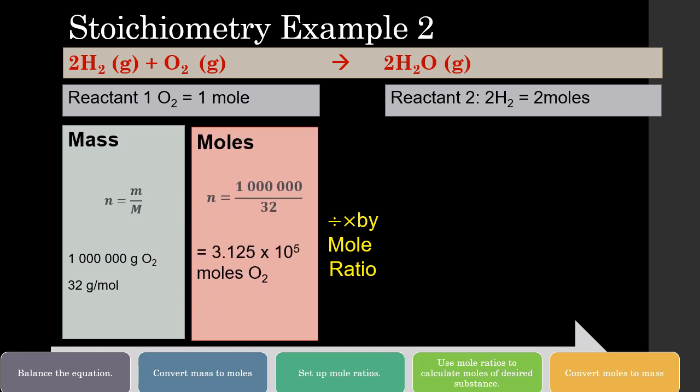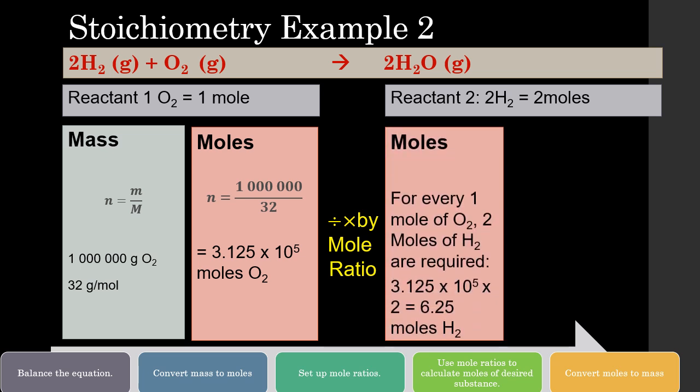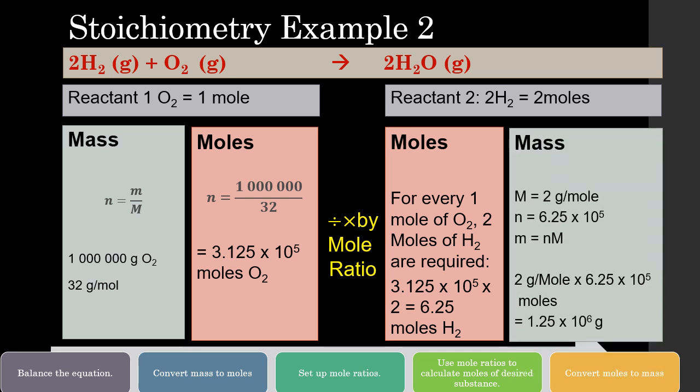And oxygen weighs 32 grams per mole. And so let's now convert that to moles. We've got a million grams divided by 32 grams per mole. Now that gives us what? 3.125 times 10 to the power of 5 moles of oxygen. And let's now convert that through the mole ratio. So for every mole of oxygen, 2 moles of H2 are required. So we're going to need double that. So that's going to be 6.25 times 10 to the power of 5 moles of hydrogen.